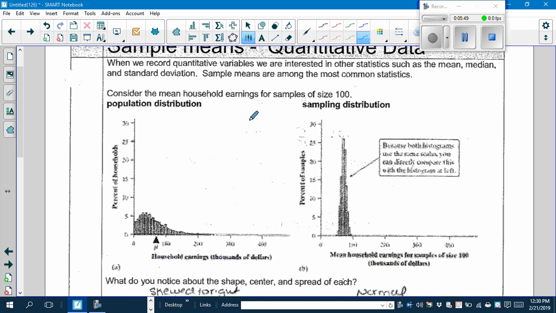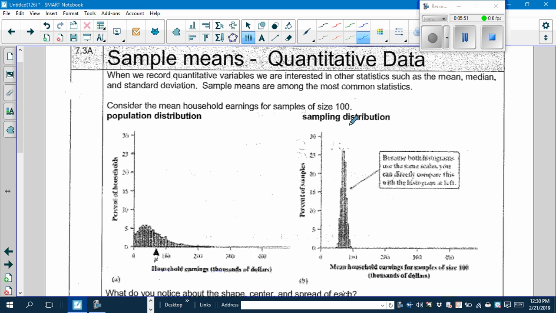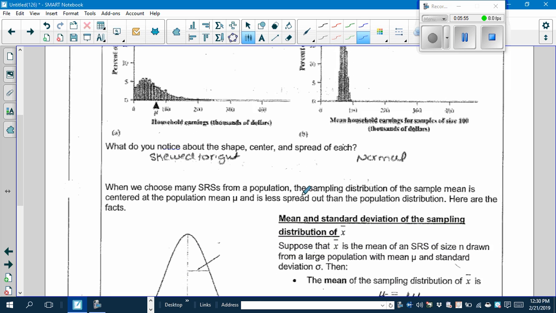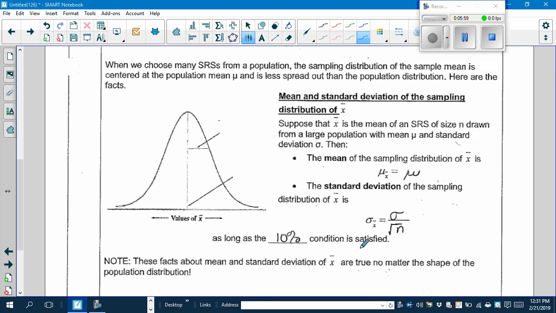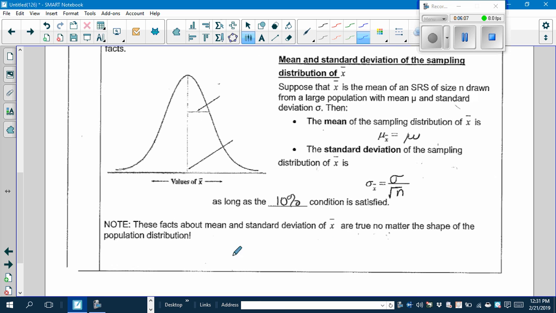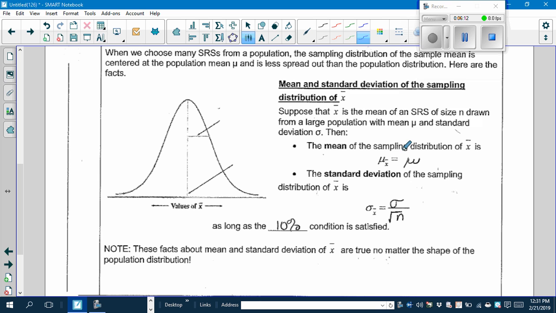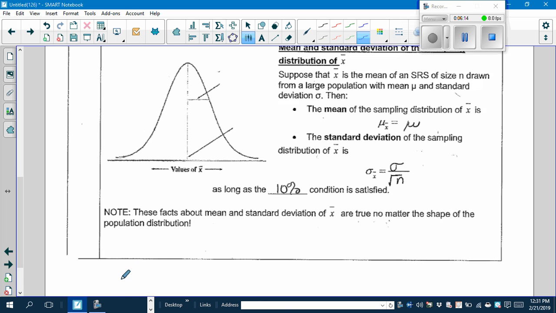Okay, so now 7.3, we're talking about sample means. The mean and standard deviation of the sampling distribution here, this one's a little bit easier formula, but again, same thing, the 10% condition has to be satisfied. So be very careful of that. So make sure you have those in there.